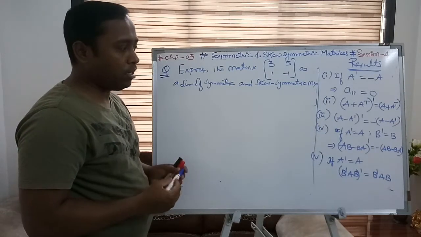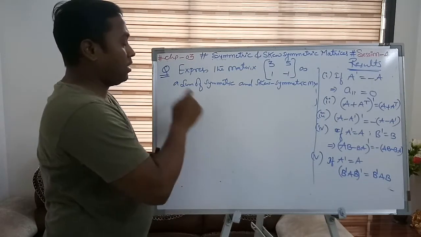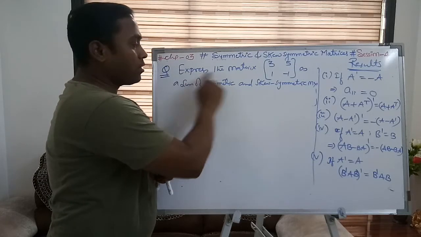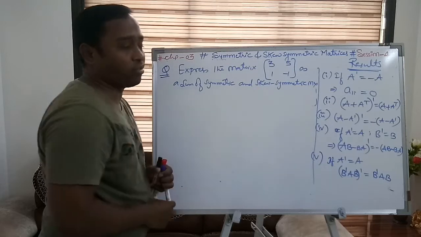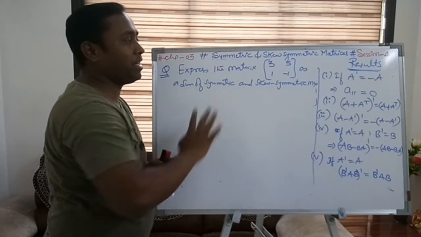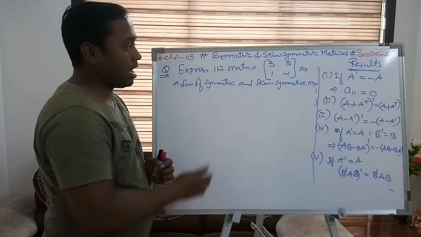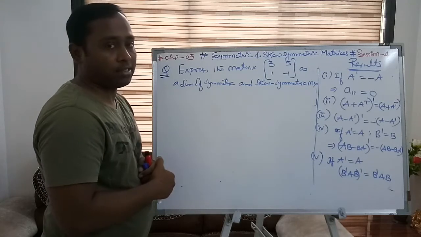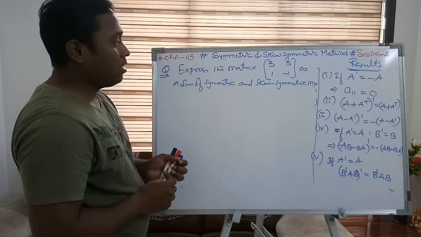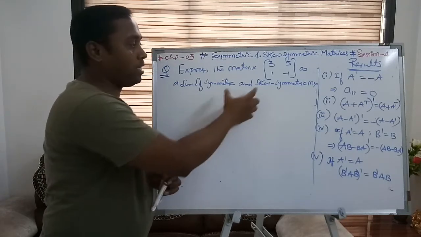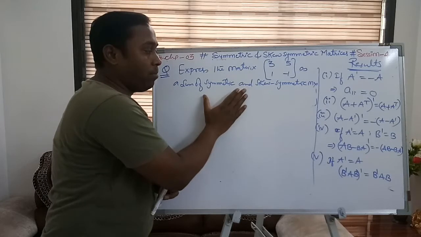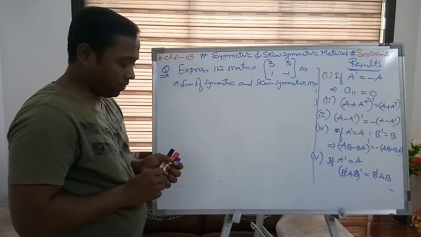I repeat, this we have already proved, that a given square matrix can be expressible as a sum of symmetric and skew symmetric matrix. This question has been asked for 4 marks and there are several questions in the exercise to practice. Now I am just explaining the methodology to prove this is expressible as a sum of symmetric and skew symmetric.